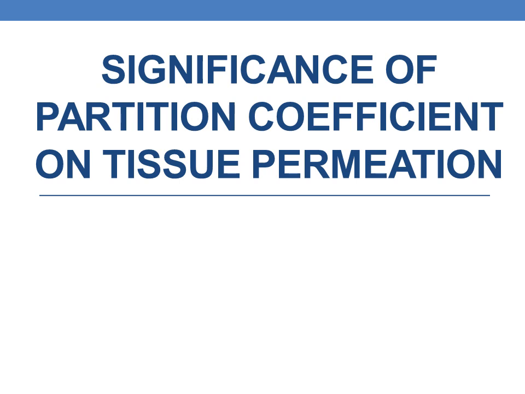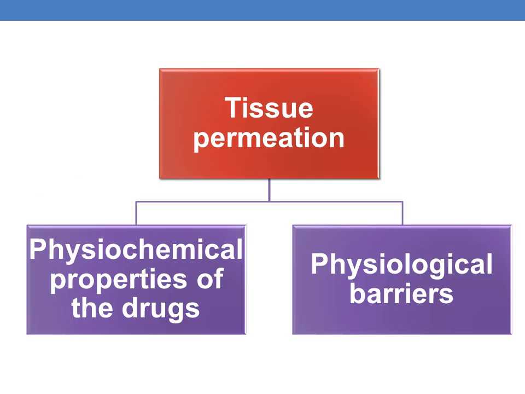Hello everyone, now we are going to discuss the significance of partition coefficient on tissue permeation. As we have discussed earlier, tissue permeation depends on two factors. The factors are broadly classified into two types: the physicochemical properties of the drug and the physiological barriers. And the partition coefficient is one of the physicochemical properties of the drug. In the current session, we will be discussing the effect of partition coefficient on tissue permeation.